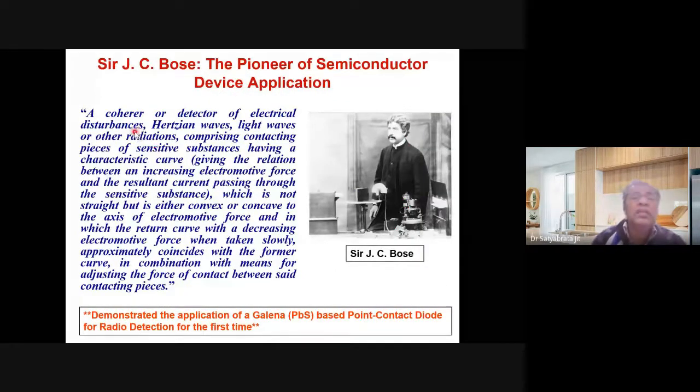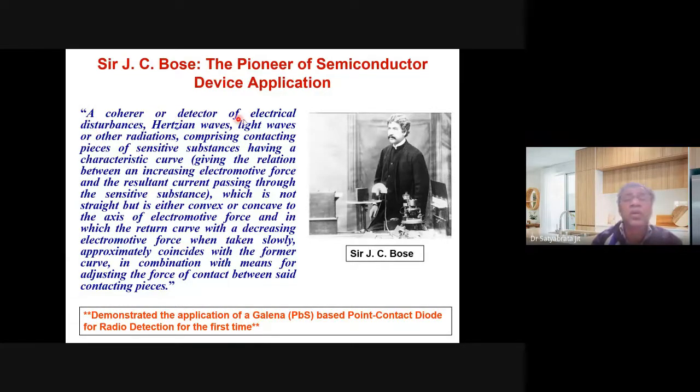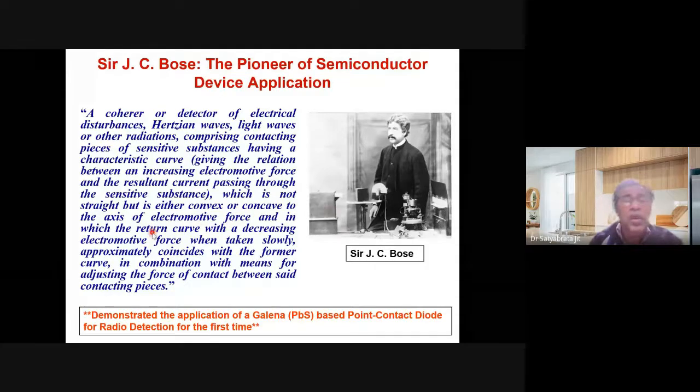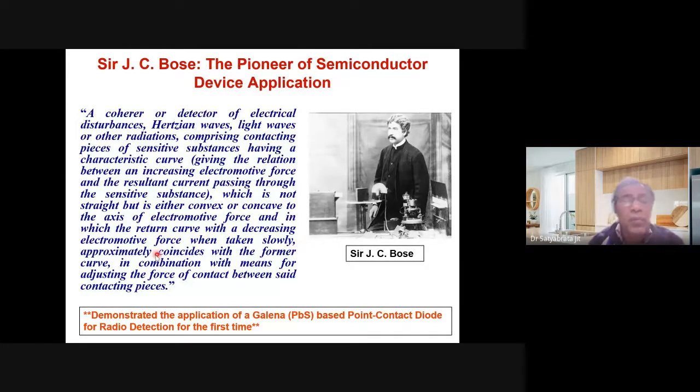Now, in his words, that is a coherer or detector of electrical disturbances, Hertzian waves, light waves, or other radiations comprising contacting pieces of sensitive substances having a characteristic curve, giving the relation between an increasing electromagnetic force and resultant current passing through the sensitive substance, which is not straight but is either convex or concave to the axis of electromagnetic force, and in which the return curve with a decreasing electromagnetic force when taken slowly approximately coincides with the former.